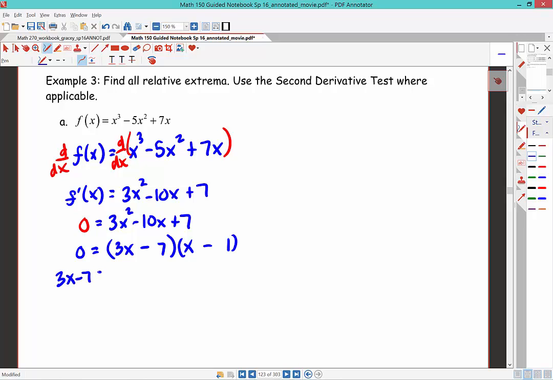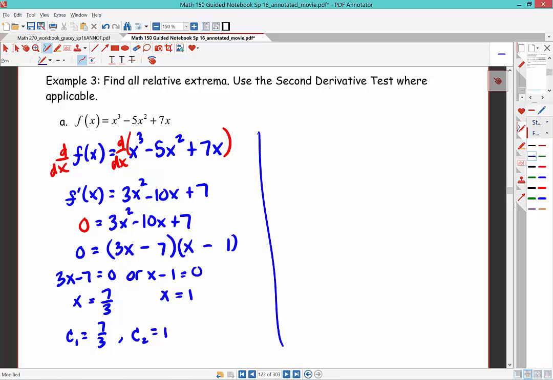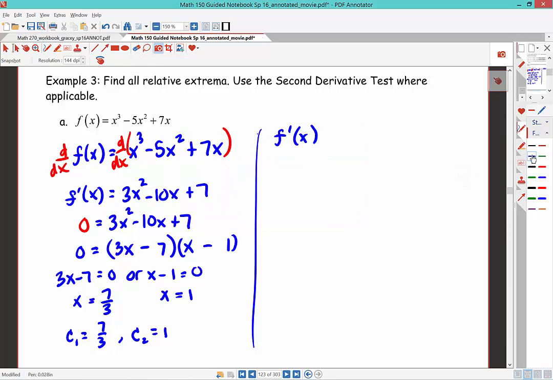So we get that 3x minus 7 is 0, or x minus 1 is 0. And this would give us that x is positive 7/3, or x is 1, right? Which means that our C1 is 7/3 and C2 is 1. Good so far? Awesome. So now I'm going to bring up what we got for f prime before we started messing with it.